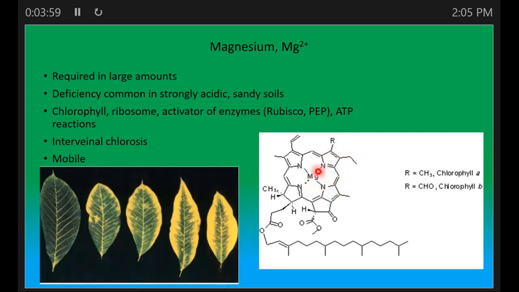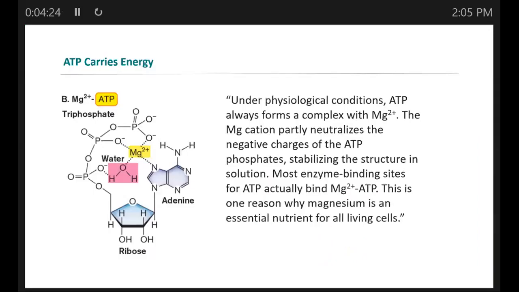So we say that magnesium is chelated in the center of this. They call this the head region, the porphyrin head region of the chlorophyll molecule. So you've got to have it in order for chlorophyll to function. And in fact, one of the electrons in magnesium is the electron that actually gets excited and boosted off during photosynthesis. So absolutely critical.